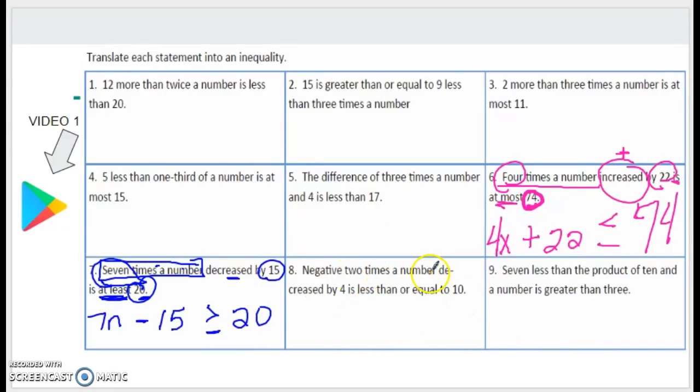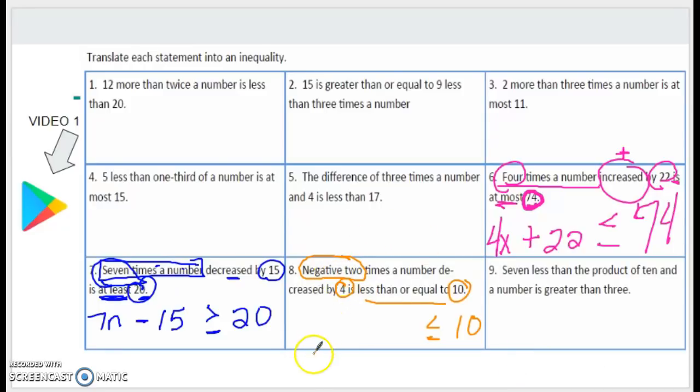Negative 2 times a number decreased by 4 is less than or equal to 10. So our numbers here are negative 2, 4, and 10. So we got to find our total. Our total on this one is 10. And then it tells us less than or equal to. Well, that one's pretty obvious. Less than or equal to. Make sure you're using the right sign though.